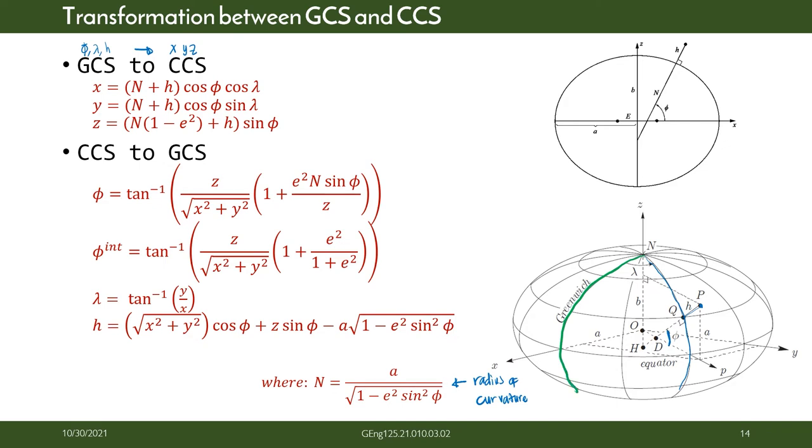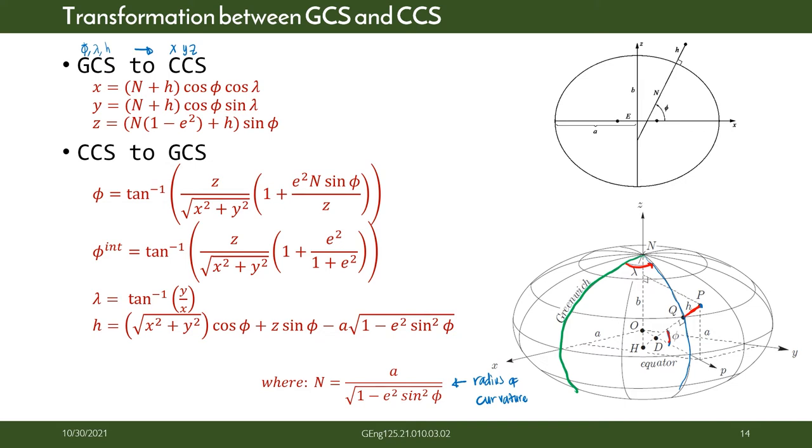your ellipsoid now, I mean your longitude is this one. So this is your longitude. This is your height with respect to the ellipsoid, which is also normal to your ellipsoid. This is your latitude.